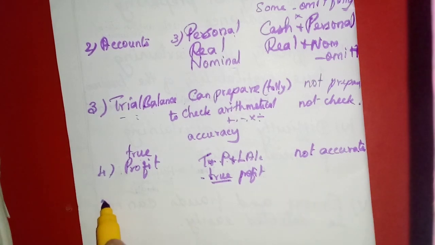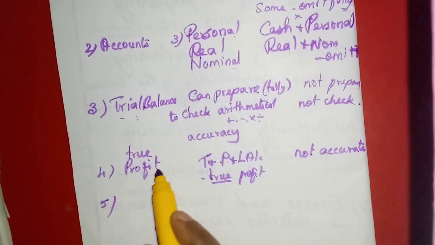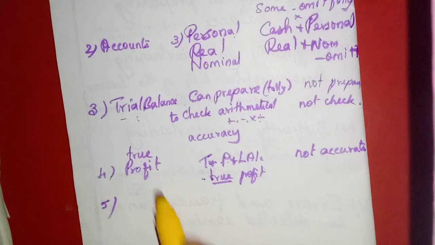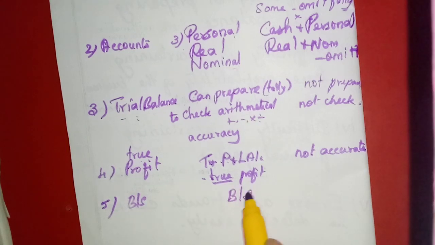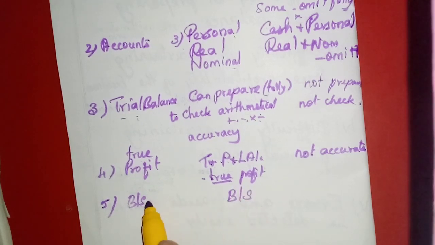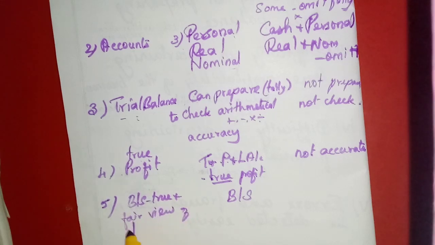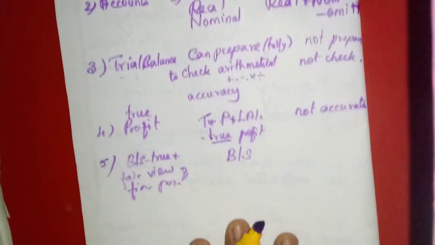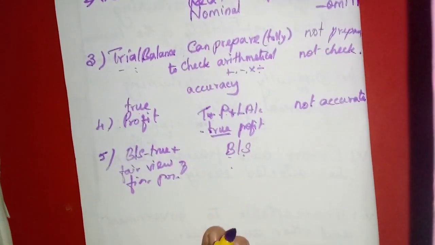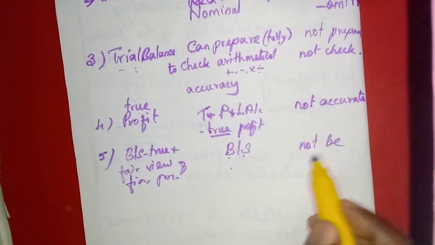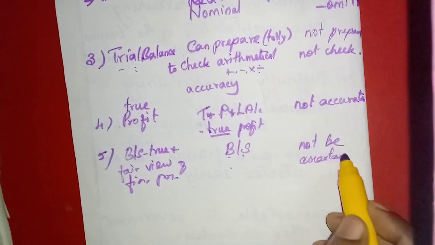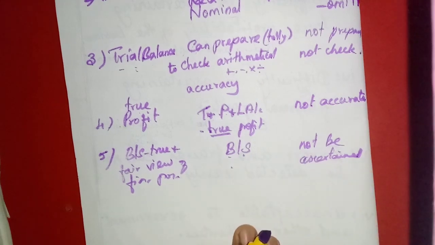Then, after ascertaining the profit and loss, we will prepare the balance sheet. The balance sheet will be prepared in the double entry system. Here we can ascertain the true and fair view of the financial position. Financial position can be ascertained in the double entry system, but it cannot be ascertained in incomplete records. I will give the detailed answer at the end of the class.